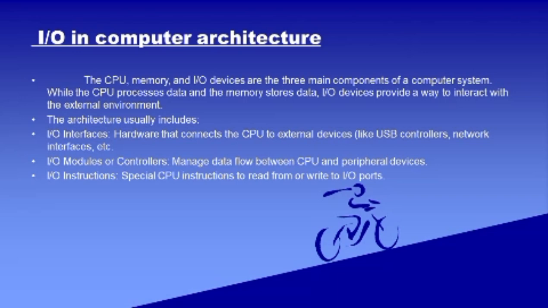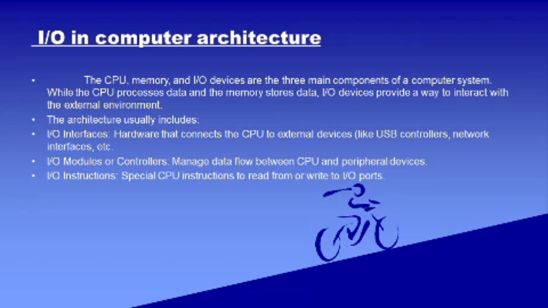Input or output devices provide a way to interact with the external environment. They help you communicate with external devices, and that can also be in the form of humans. So if you want to communicate or interact with the external environment, you need the input or output devices for that.